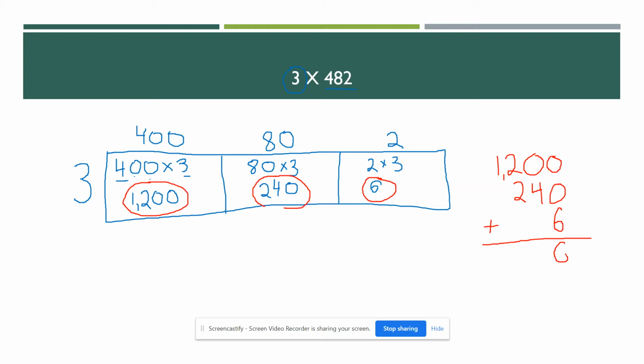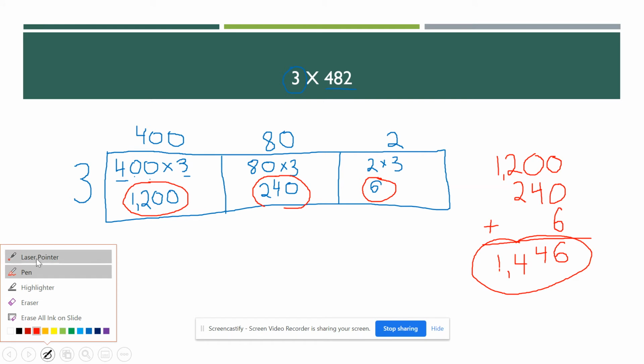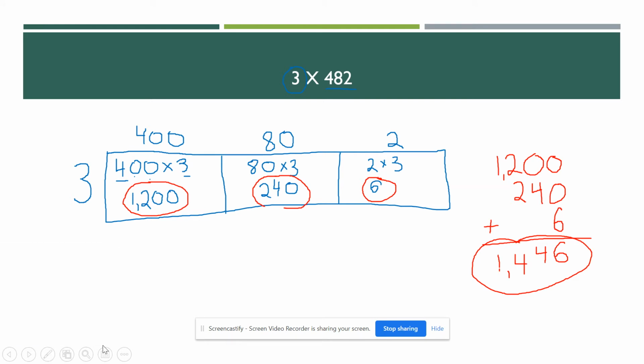And when I add these up, this is 6, this is 4, this is 4, and this is 1. So their final answer is 1,446. So that is how you use the bar model for a 3-digit times a 1-digit number.